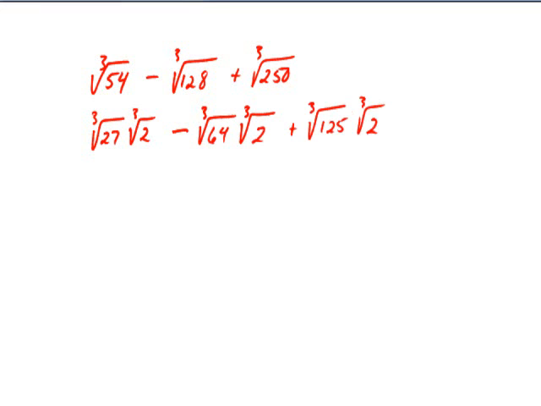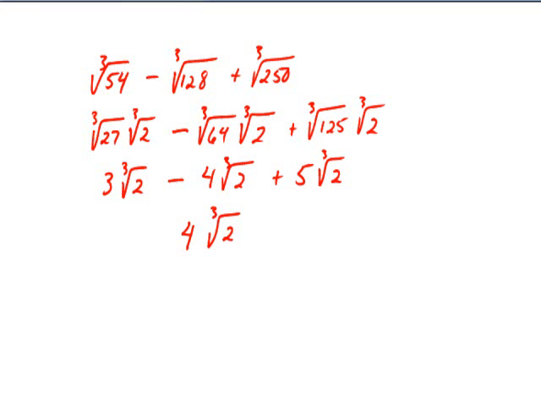If I simplify each cube root, 3 cube root of 2 minus 4 cube root of 2 plus 5 cube root of 2, I have like radicals, cube root of 2 in each case, so I can combine my coefficients of 3 plus 5 to get 8, minus 4 to get 4, cube root of 2.